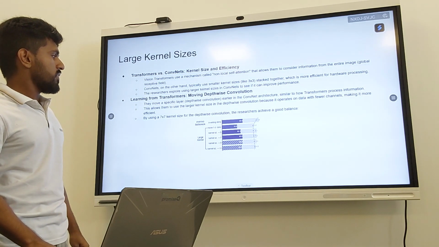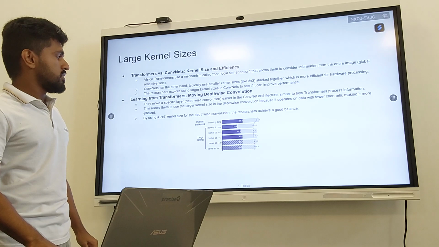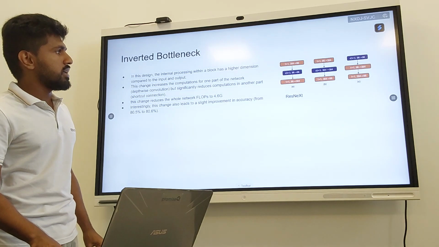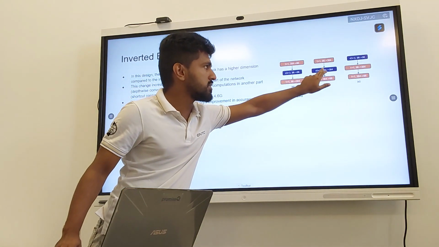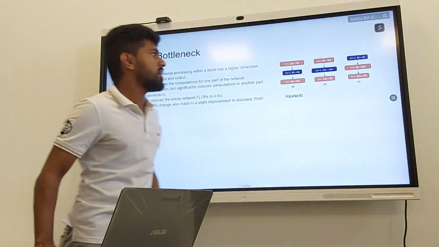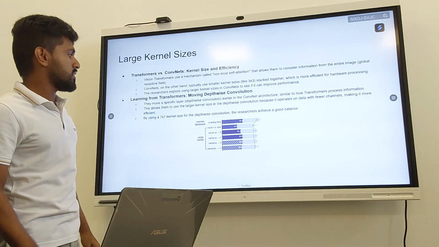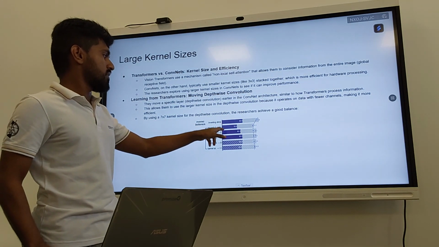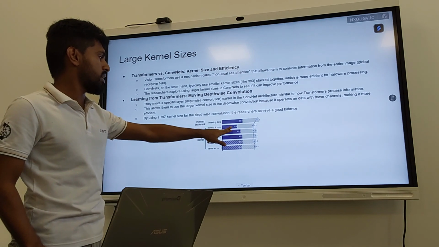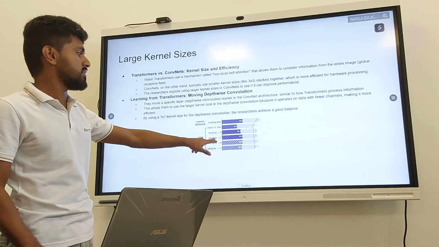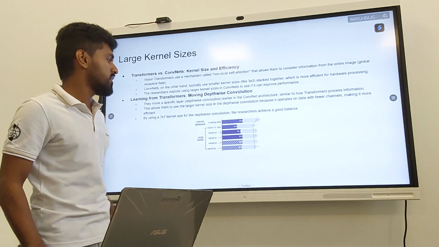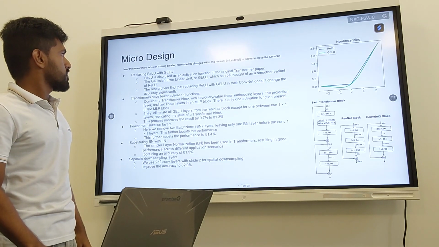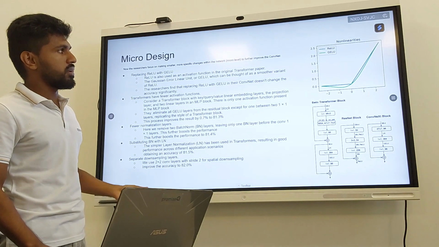Here they moved the depth-wise convolution up, and from that move, the accuracy was reduced a bit, and after that, by increasing the kernel size, they got the better accuracy. So then they went into the micro level design.